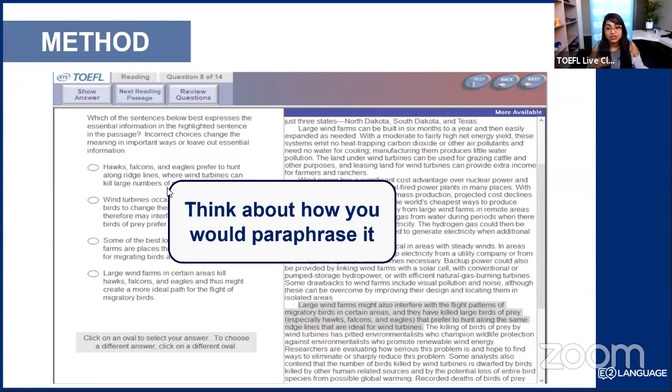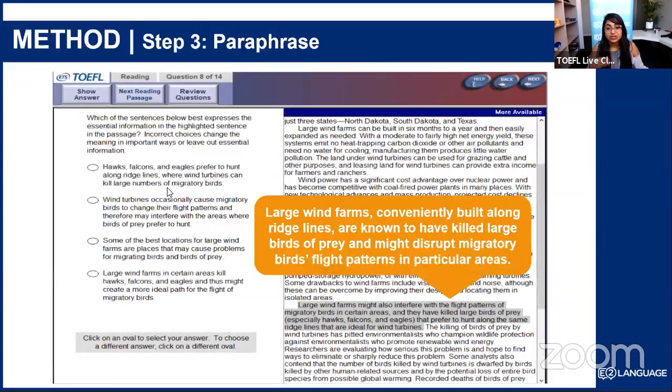Think how you would explain it to a friend who doesn't speak English as well, so that you know you understood what that sentence means. So this is my paraphrase. Large wind farms conveniently built on ridge lines are known to harm birds of prey and might disrupt migratory birds' flight patterns in particular areas. That was my paraphrase.